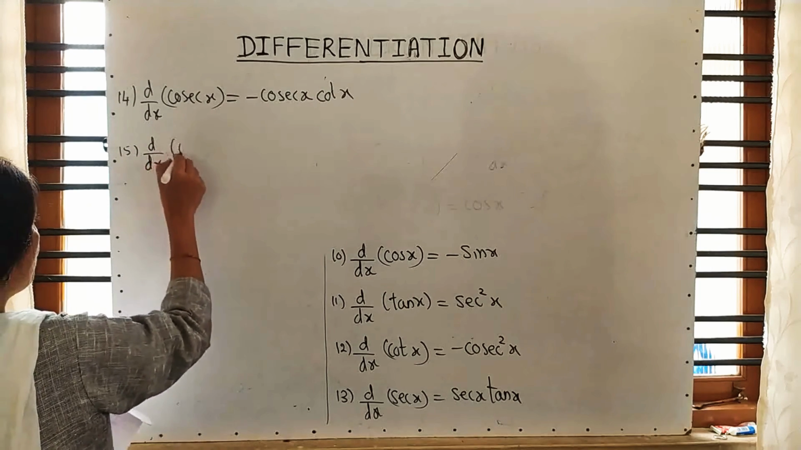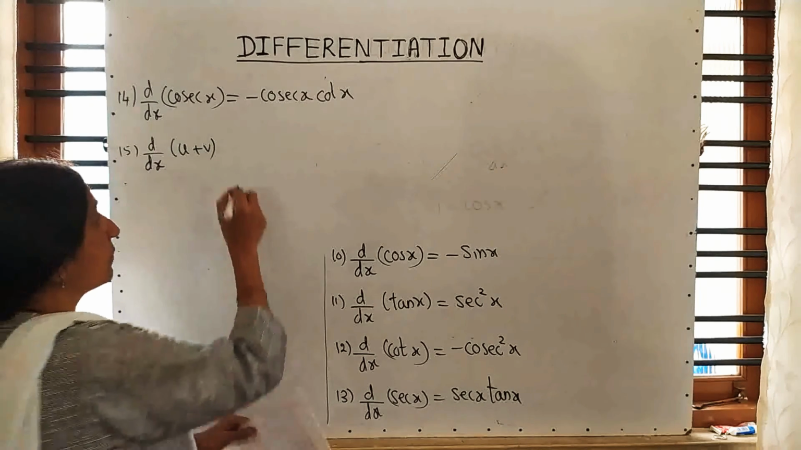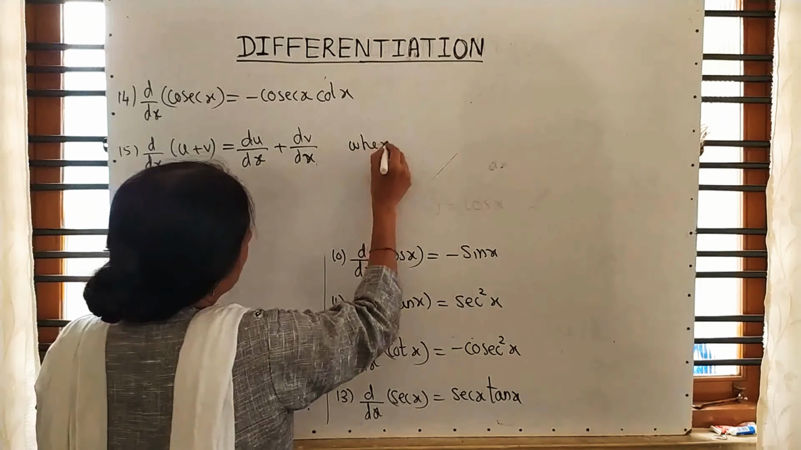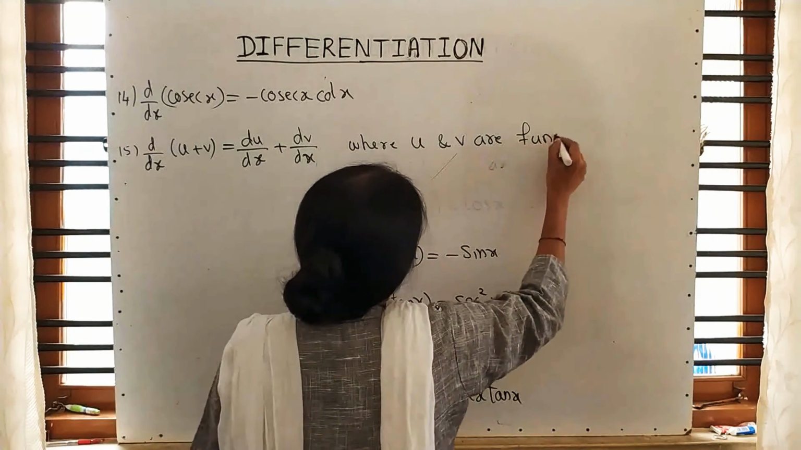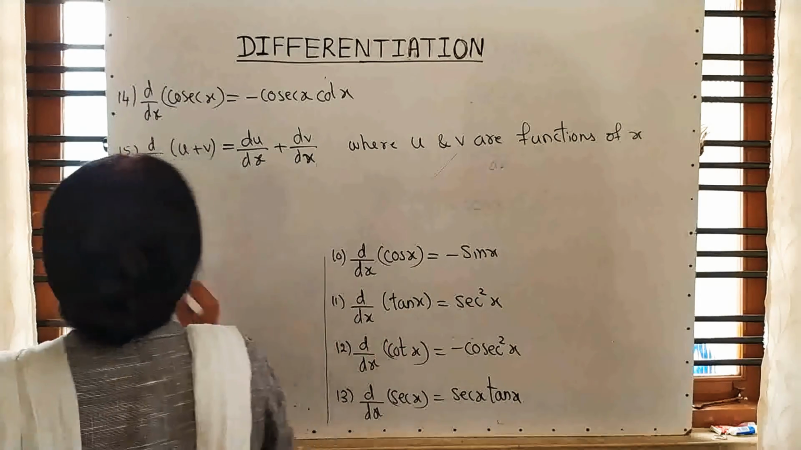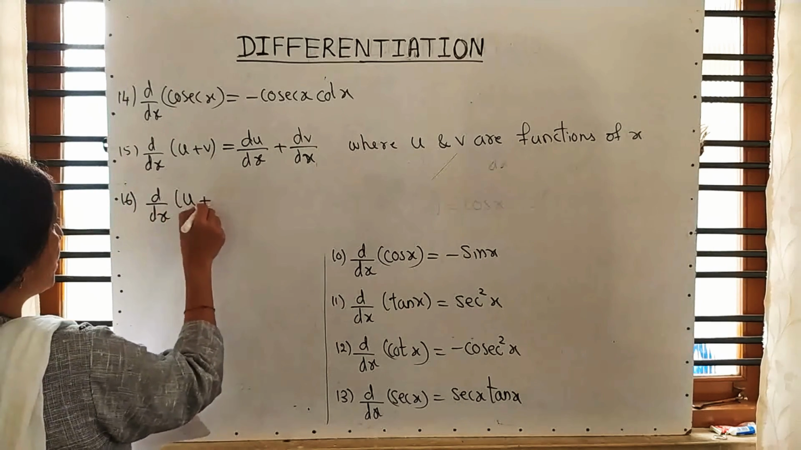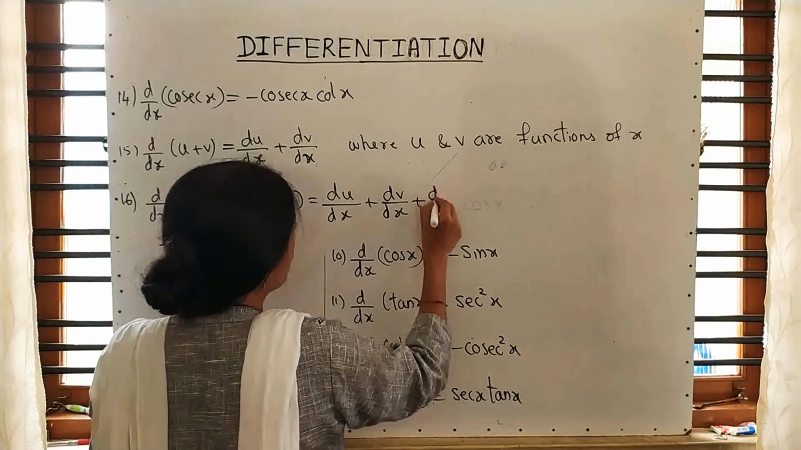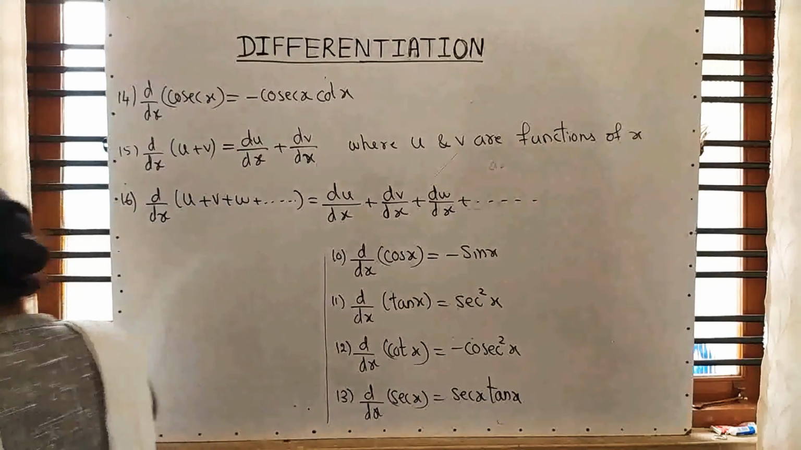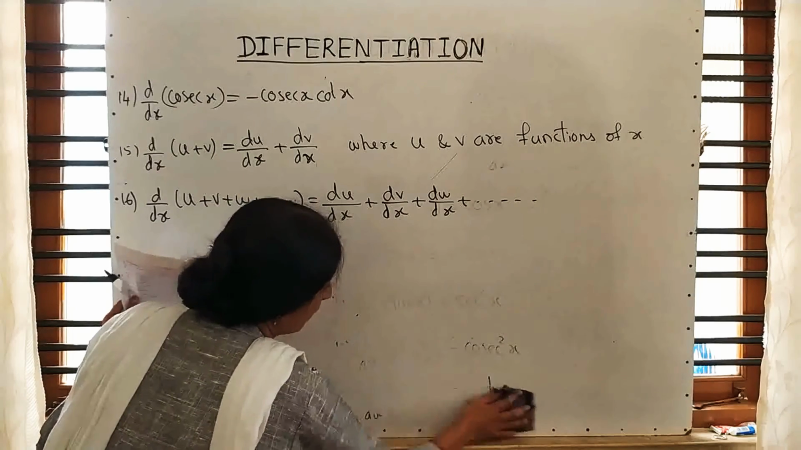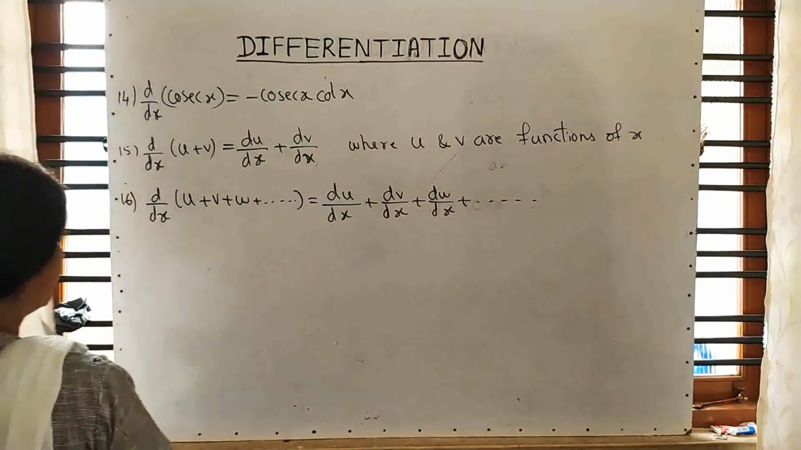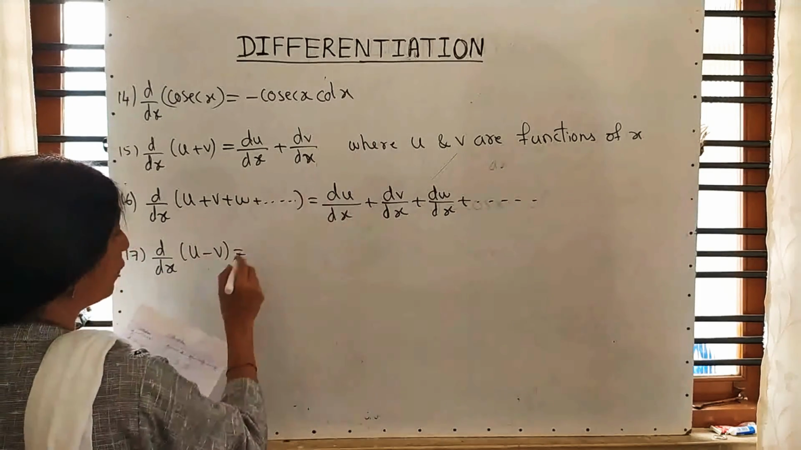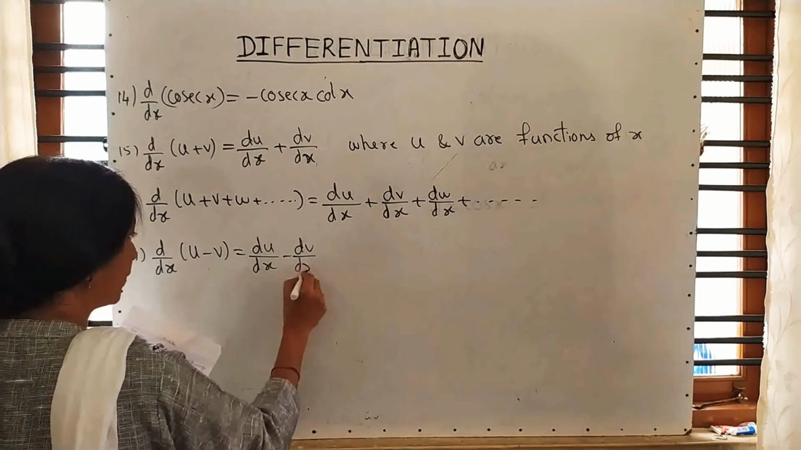Next, differentiation of u plus v. Not only for two terms, more than two terms also. If middle plus is there, you have to write differentiation of u plus differentiation of v, where u and v are functions of x. Similarly, not only for two terms, you can write in general u plus v plus w plus continuation. Whatever the terms, you can differentiate separately. Understood? Similarly, we can differentiate u minus v for subtraction also. Not only for two terms, in general also you can write u minus. Remember, everywhere u, v, w are functions of x, because you are writing the differentiation with respect to x here.